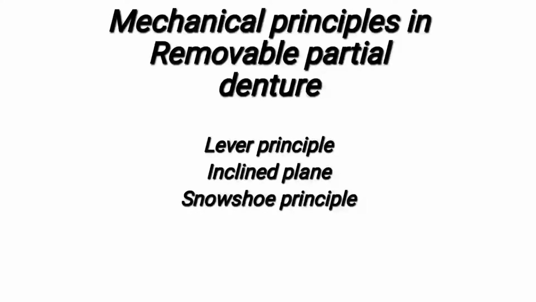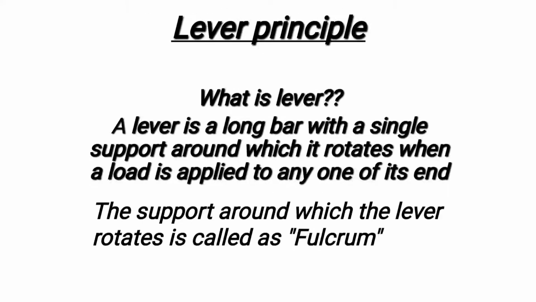Mechanical principles in removable partial denture are lever principle, inclined plane and snowshoe principle. In this video, we are dealing with the lever principle and the inclined plane. Now, lever principle. What is a lever? A lever is a long bar with a single support around which it rotates when load is applied to any one of its ends. The support around which the lever rotates is called the fulcrum.